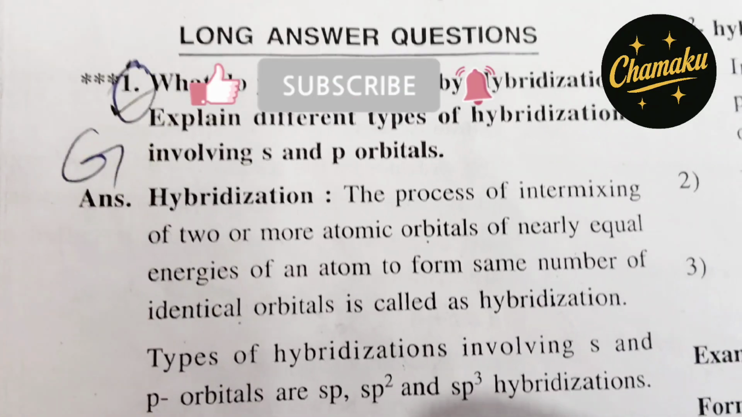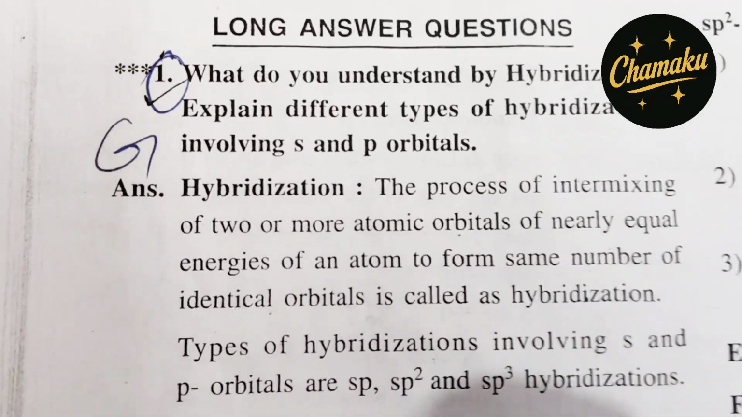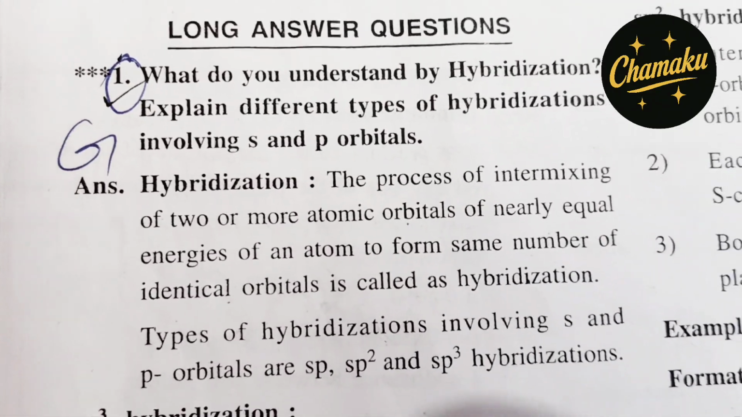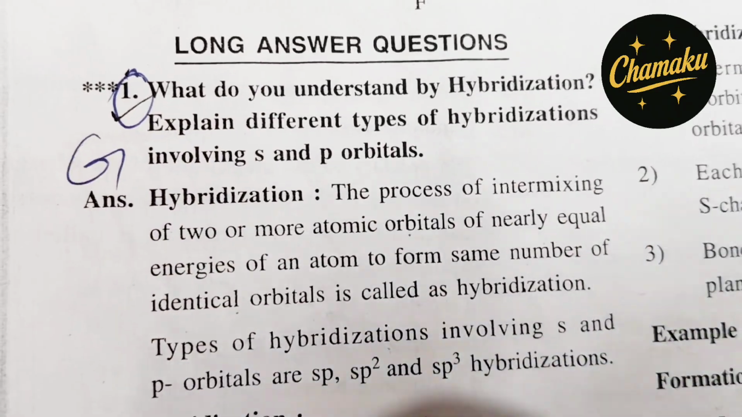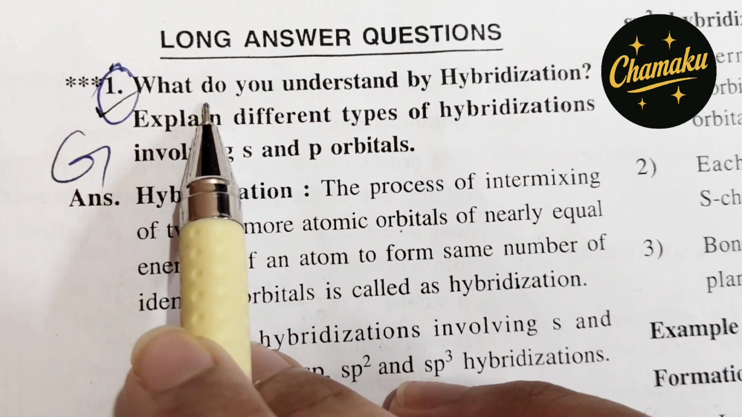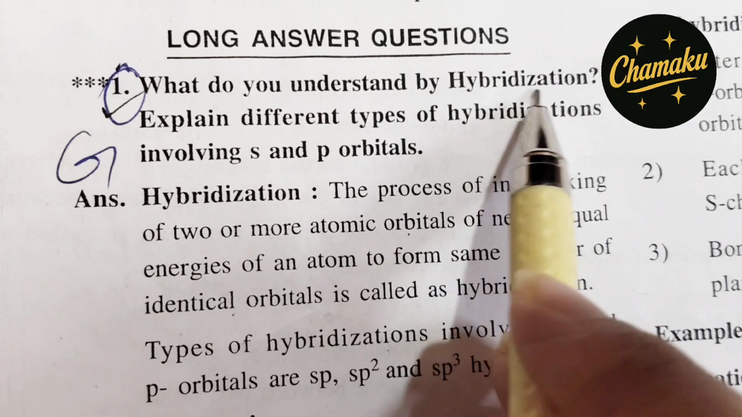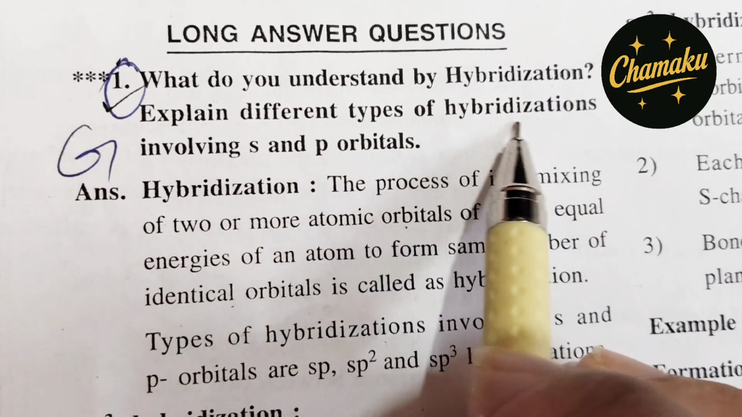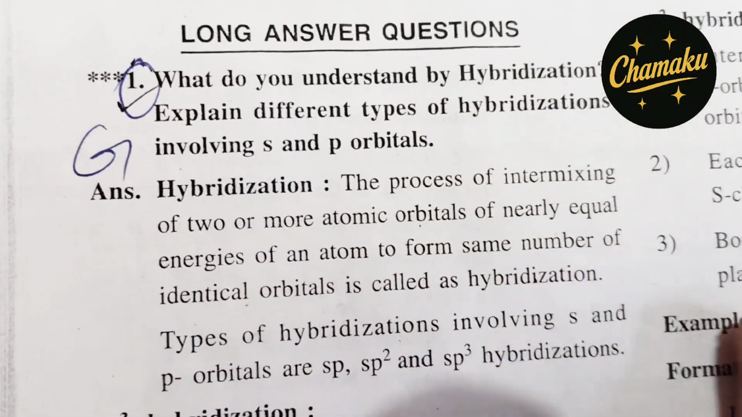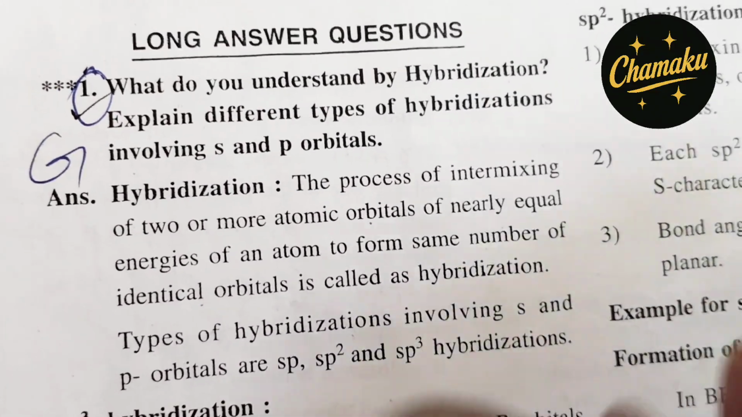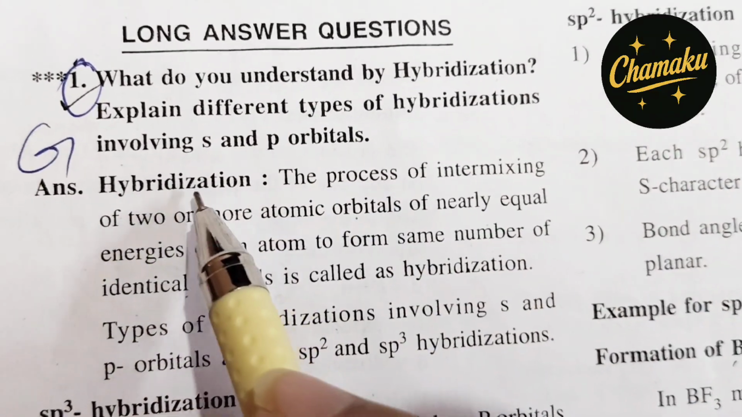So from this chapter we will be getting either 2 short answer questions or 1 long answer question. From previous papers, if we check, we got this long answer question: What do you understand by hybridization? Explain different types of hybridizations involving s and p orbitals. So first we have to write the hybridization definition. Okay, so what is hybridization?